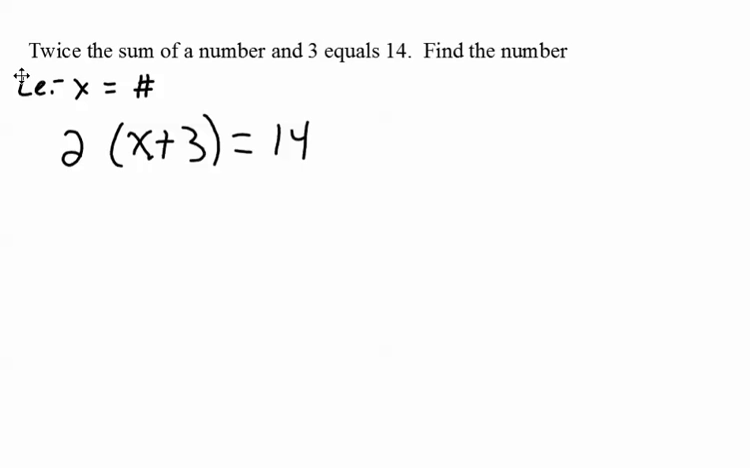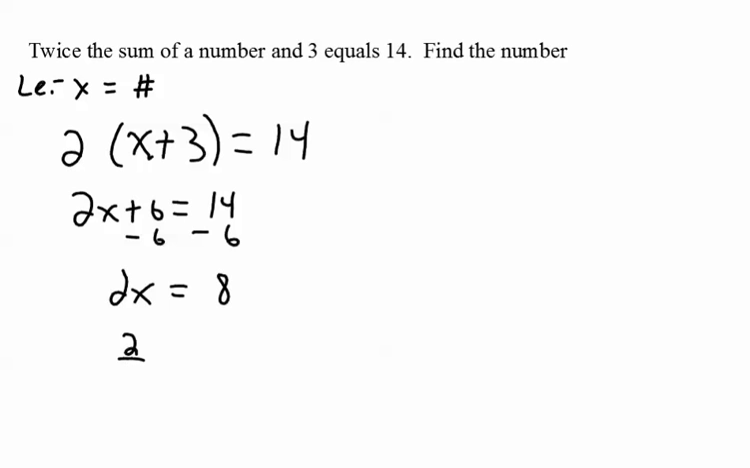All right, so now that's totally doable. We go ahead and go 2x plus 6 equals 14, and then I subtract 6 from both sides, and I get 2x equals 8, and then I divide both sides by 2, and I get x is equal to 4. Life is good, right? Awesome.